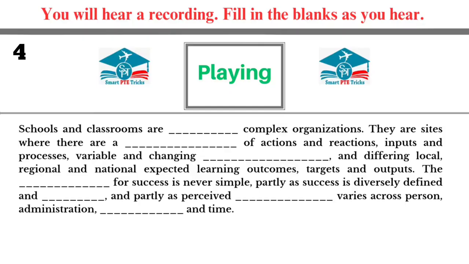Schools and classrooms are highly complex organizations. They are sites where there are a multitude of actions and reactions, inputs and processes, variable and changing environments, and differing local, regional and national expected learning outcomes, targets and outputs. The formula for success is never simple, partly as success is diversely defined and understood, and partly as perceived effectiveness varies across person, administration, region and time.